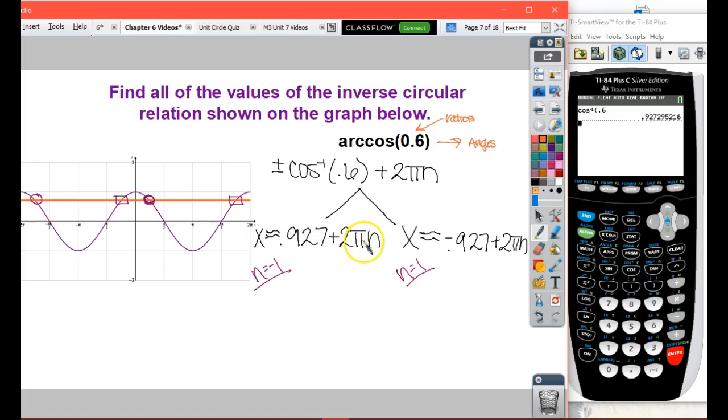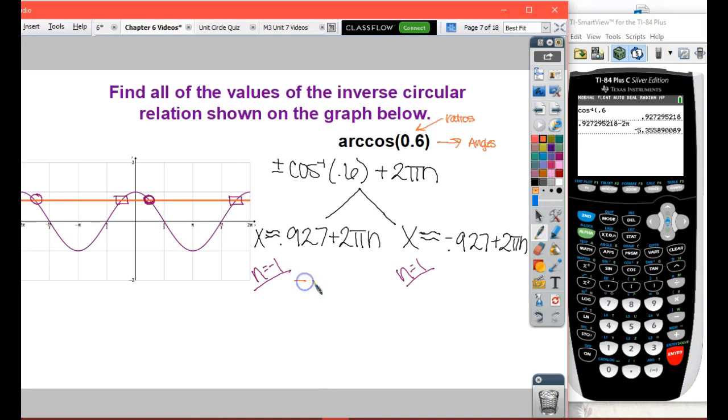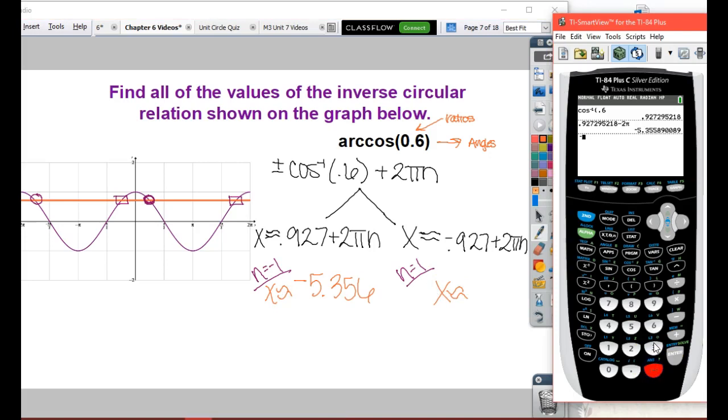So to find this other solution, I'm going to take the value that I already have in my calculator, and I'm going to subtract 2 pi, 1 cycle. And so I will get a negative 5.356. And now I'm going to take the negative angle, 0.927 radians, and I'm going to add 2 pi. And so then I will get a positive 5.356.